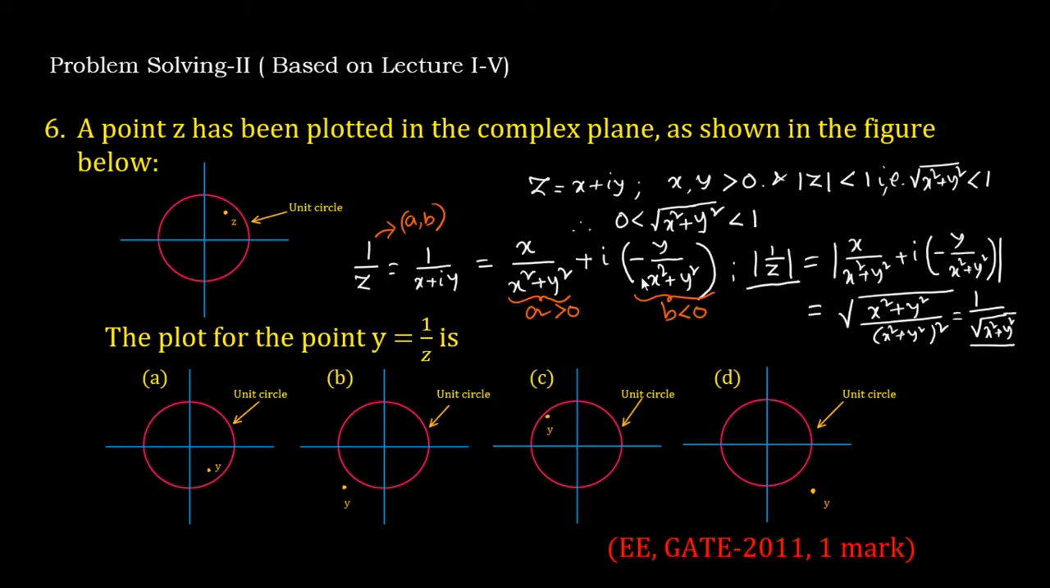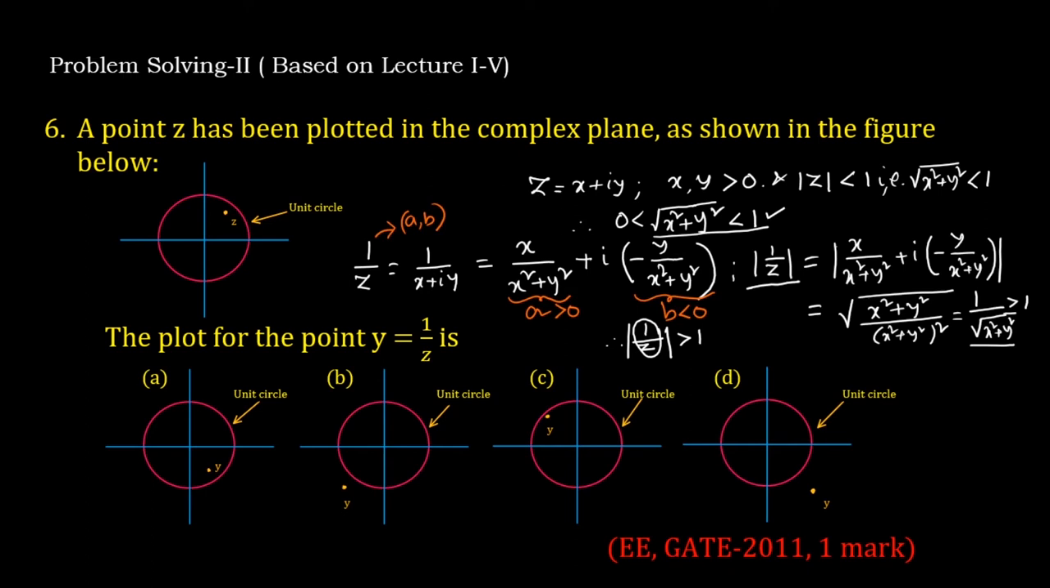Now see, based on this relationship, we know that x square plus y square is less than 1. So since x square plus y square is less than 1, square root of x square plus y square is less than 1, and 1 by square root of x square plus y square will be greater than 1. So what we are getting is, therefore, mod of 1 by z is greater than 1. So 1 by z is such a complex number that mod of 1 by z is greater than 1. That means 1 by z lies outside the unit circle.